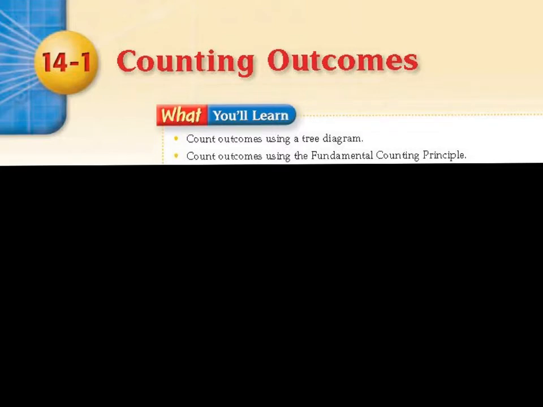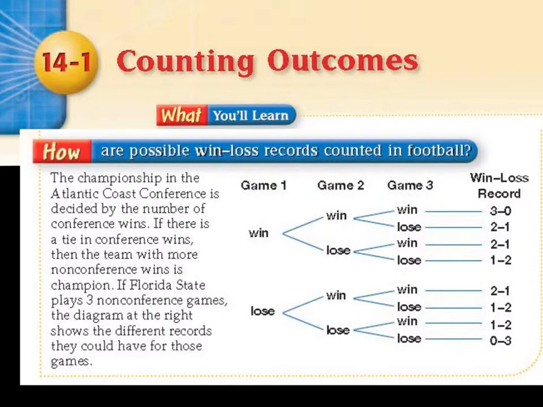Lesson 14.1, we are counting outcomes. We're going to count outcomes using a tree diagram and using the fundamental counting principle, which is much handier. How are possible win-loss records counted in football?